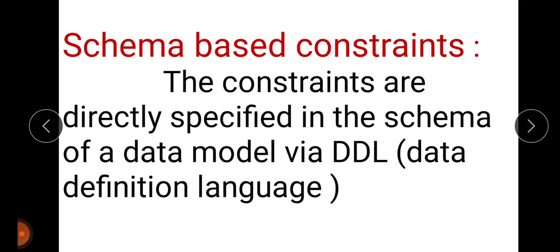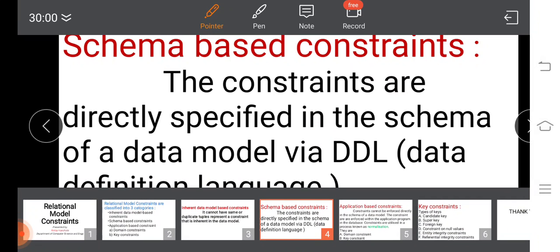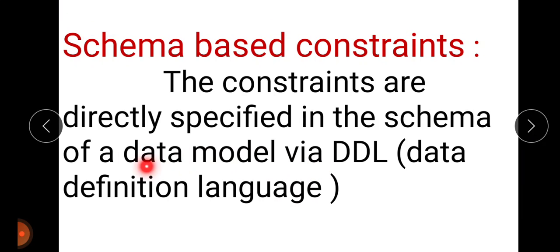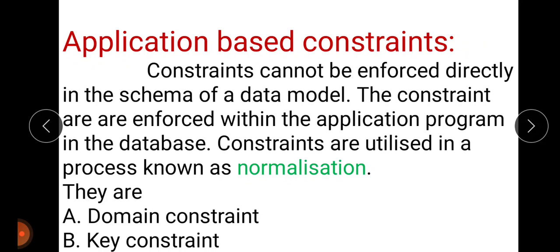The next one we are going to see is the schema based constraint. These are constraints that are directly specified in the schema of a data model via DDL, data definition language. That is, constraints that are directly applied or specified in the data model.